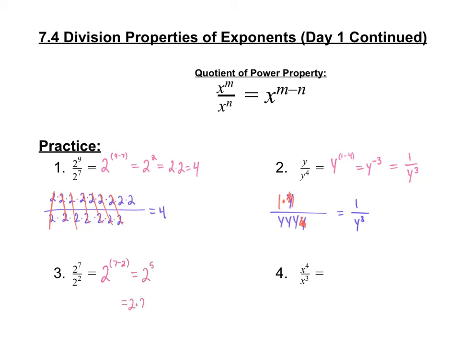So it'd be 2 times 2 times 2 times 2 times 2. Now you can grab a calculator, or 2 times 2 is 4, 2 times 2 is 4. So we have 4 times 4 times 2. 4 times 4 is 16, and 16 times 2 is 32.